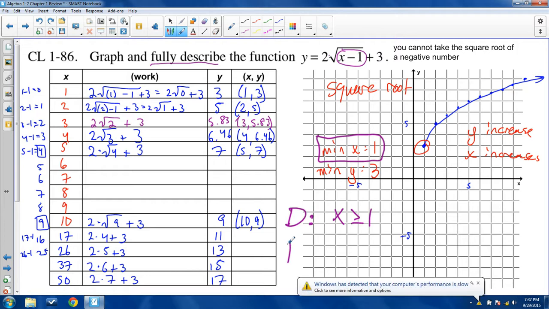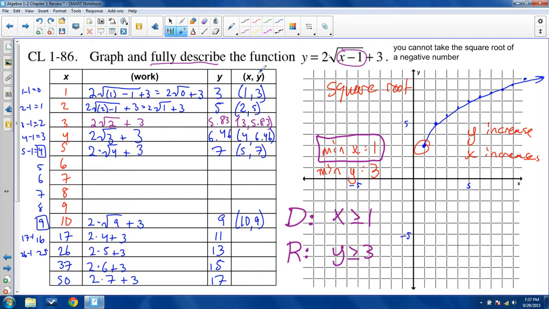The range is the set of y values that you can have on your graph. So take a look at this. The minimum y value is 3, and then it only goes up from there. So what y values will you find here? Values that are 3 and greater than 3. So that's my range. And again, you could say that in words as well.